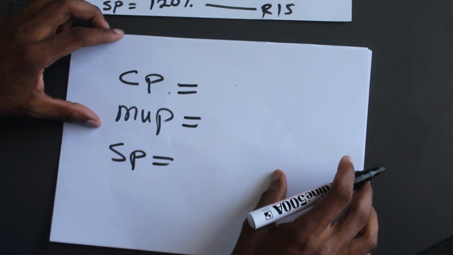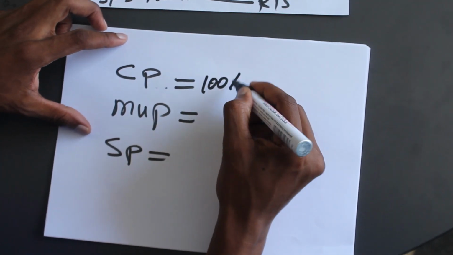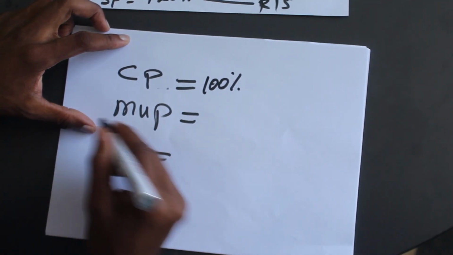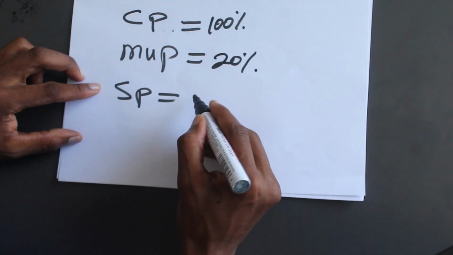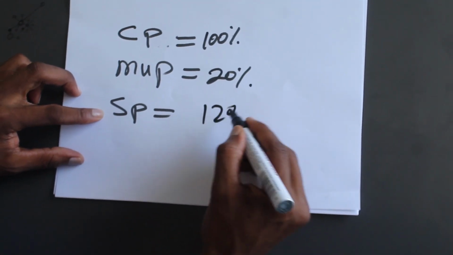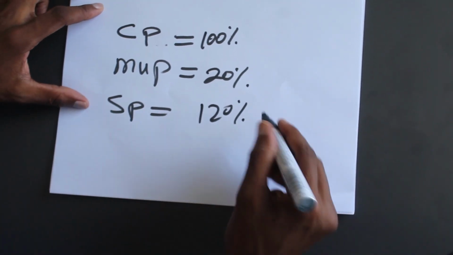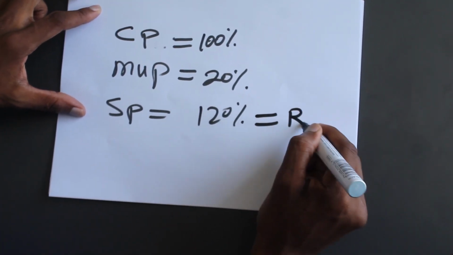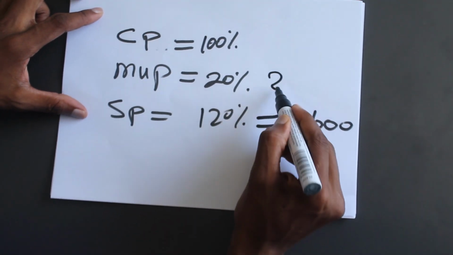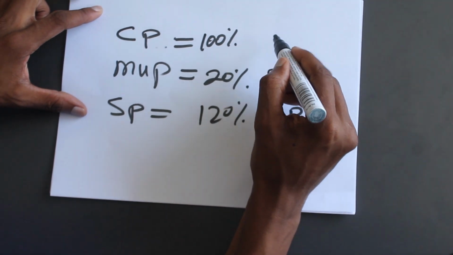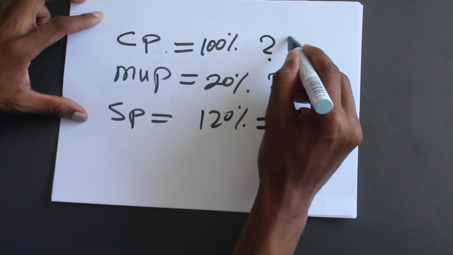Okay, so now remember, markup is on cost price. The cost price is equal to 100%, and then the markup is still given as 20%, and then the selling price is still 120%. Therefore now let's say you are given the 600 here of the selling price, and you need to calculate your markup there, and then your markup in rand there, and your selling price in rand there.